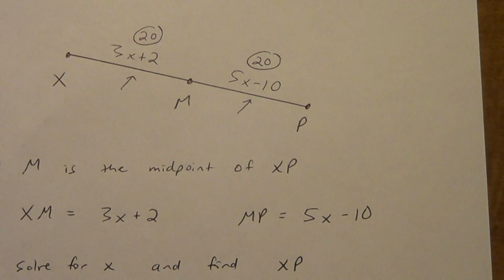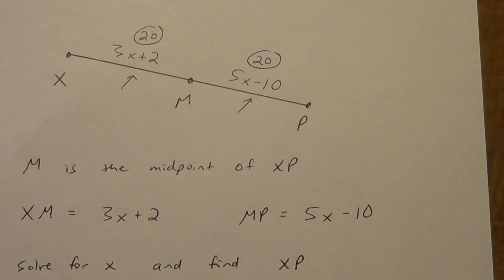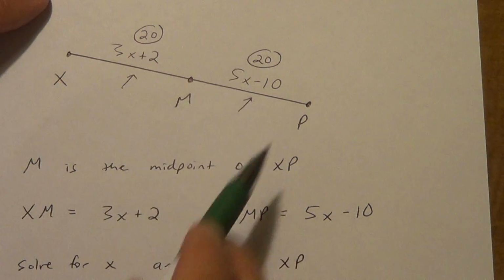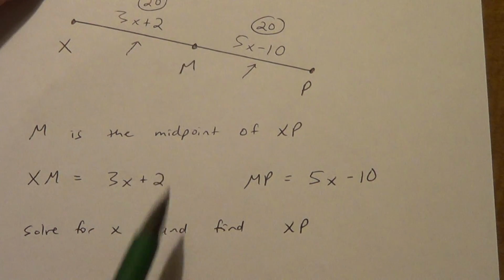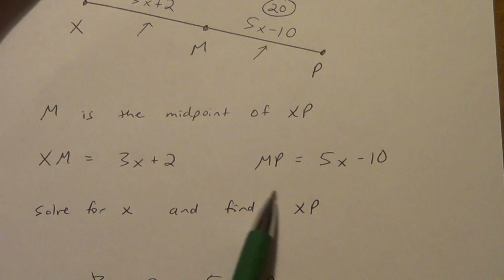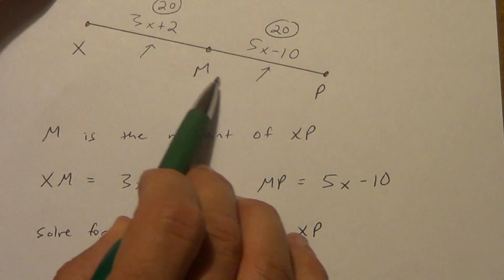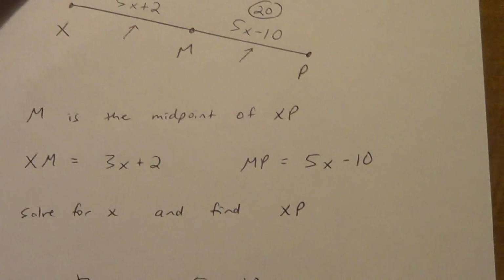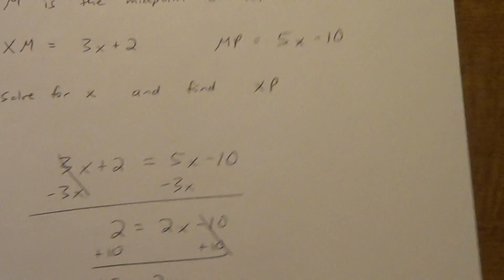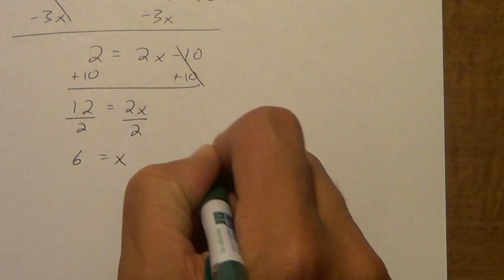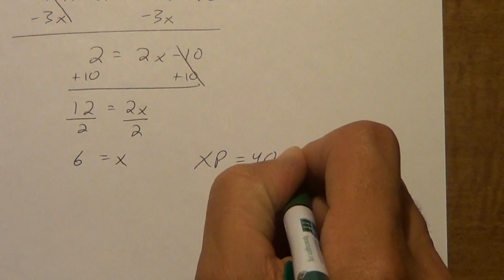Okay, it could have been a careless mistake. Maybe you added wrong. Maybe you subtracted instead of adding. Just some kind of careless mistake, but these two need to be equal because it's the midpoint. Now, find the answer to this. Find XP. Remember, XP is the whole thing, so 20 plus 20 gives me 40. So X equals 6, and XP equals 40 units.